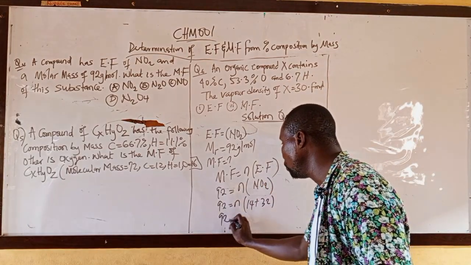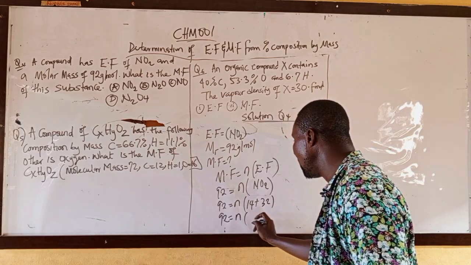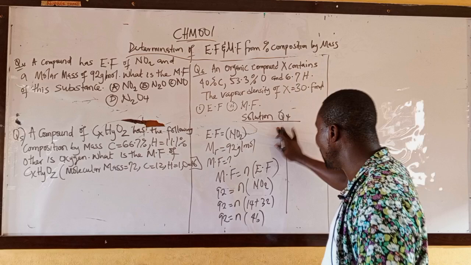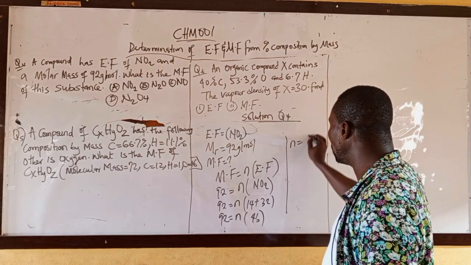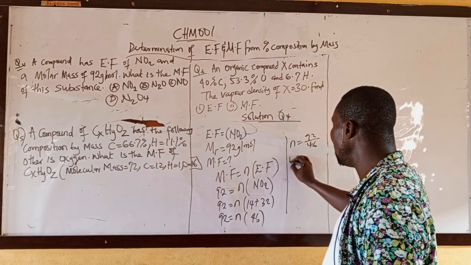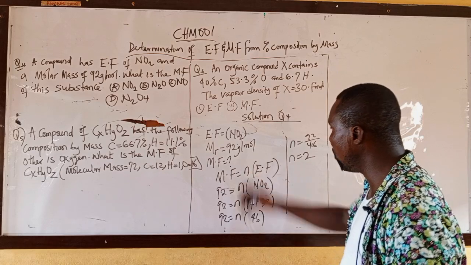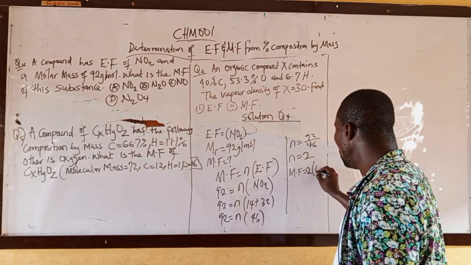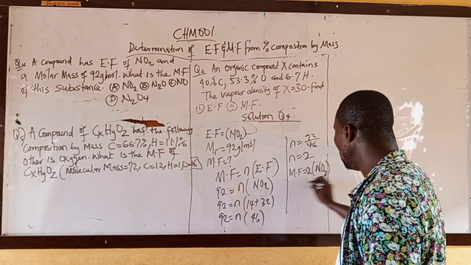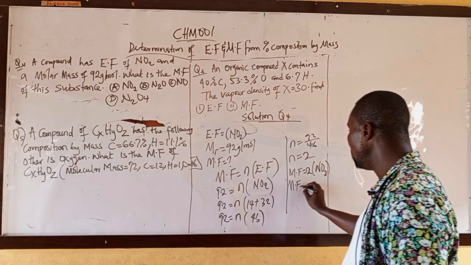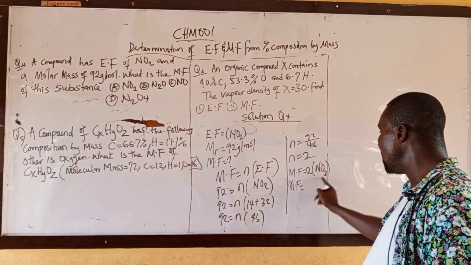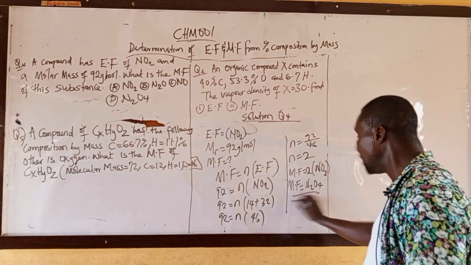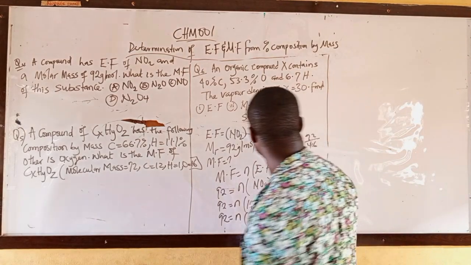We have 92 equals N times 46. Then N equals 92 over 46, so N equals 2. Therefore, molecular formula equals 2 times NO2. From here, molecular formula equals 2 times 1 is N2, 2 times O2 is O4. That is that. Let's go to the next question.